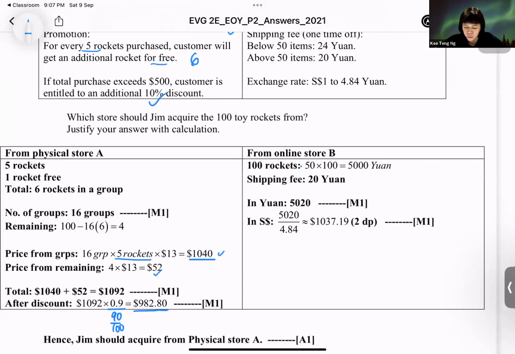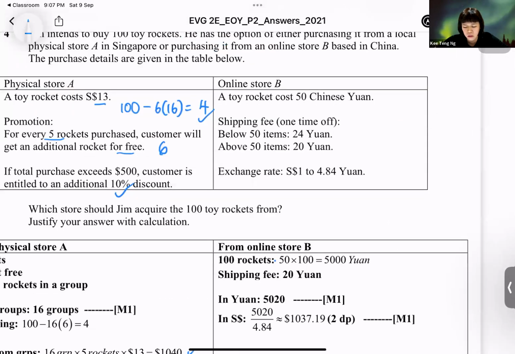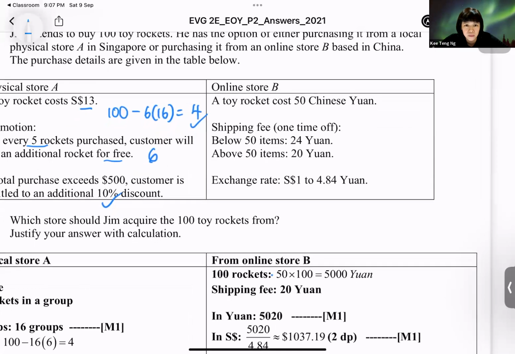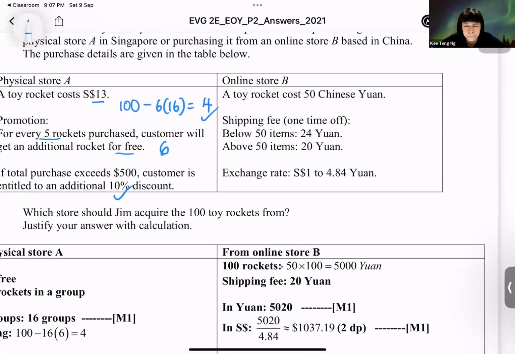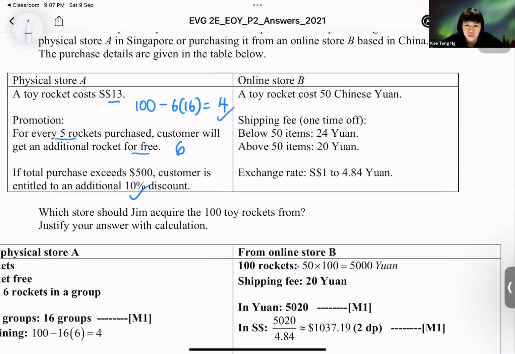Now let's take a look at store B. Store B says a toy rocket costs 50 Chinese yuan. Maybe I need to do some exchange rate conversion from Singapore dollars, and as you can see, they give us the exchange rate below as well. There's a one-time shipping fee for below 50 items. I'm going to buy 100 toy rockets, so it's definitely above 50 items. So I just need to pay a shipping fee of 20 yuan.